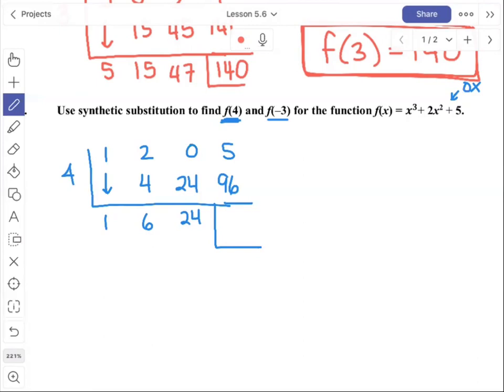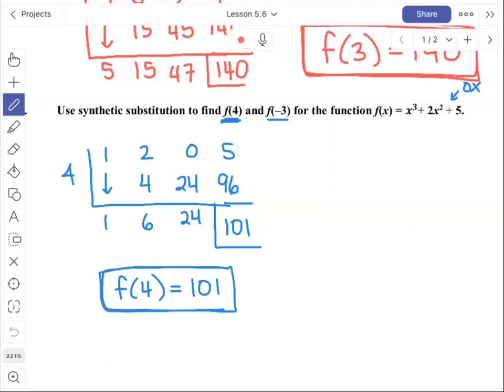So remember, always add when it comes to synthetic. I know that's a little confusing with long division, where you have to subtract, but with synthetic, you add. So great job, Rachel. So final answer then, f of 4 would be equal to what? 101. Perfect. You got it. Nicely done. Great job.